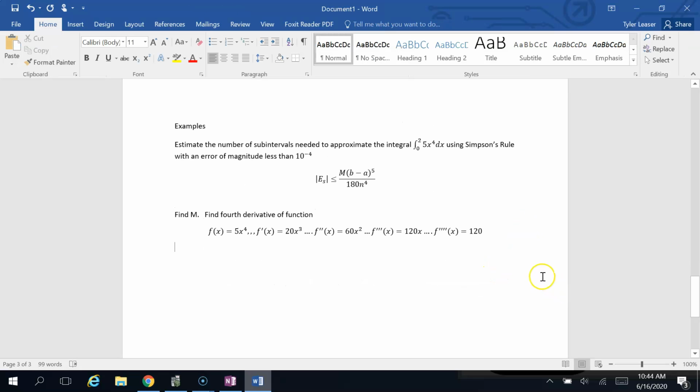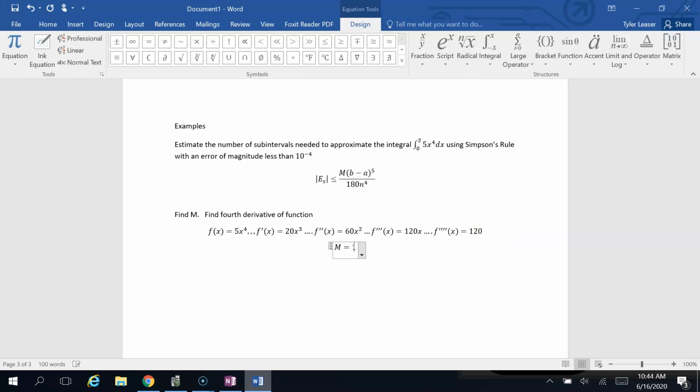Okay, so this one's very easy because this time we got our fourth derivative just to be a constant number, but it's not always going to be a constant. No matter what the fourth derivative is, you want to find the maximum of that function on the interval. So if we're looking at the interval from 0 to 2, just figure out where this function has its maximum. Of course, this is just a constant, and because it is just a constant, the maximum value is just that value, 120. Okay, so now we're going to plug all that stuff in.